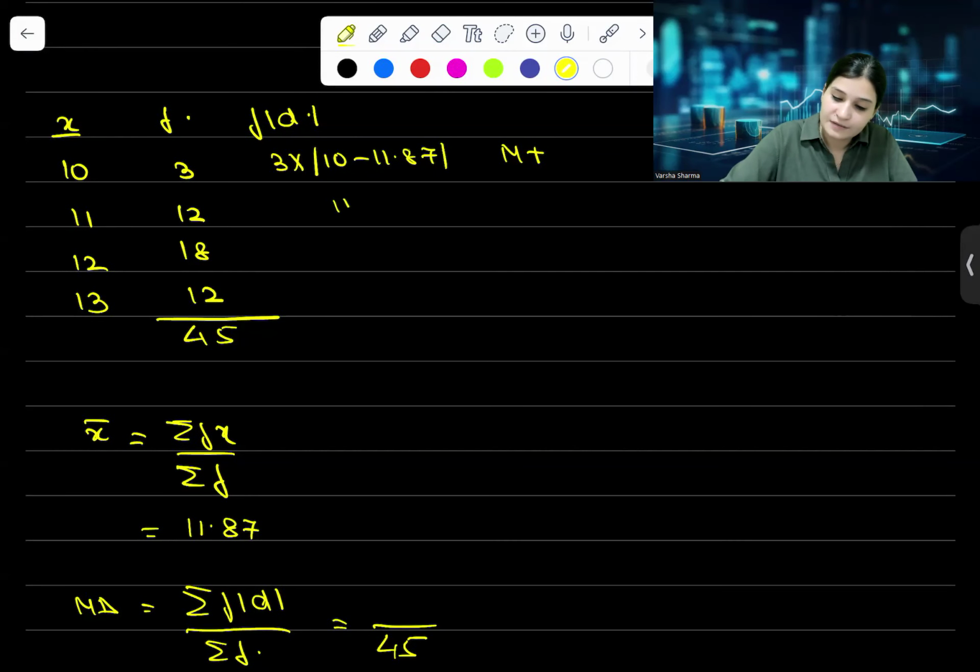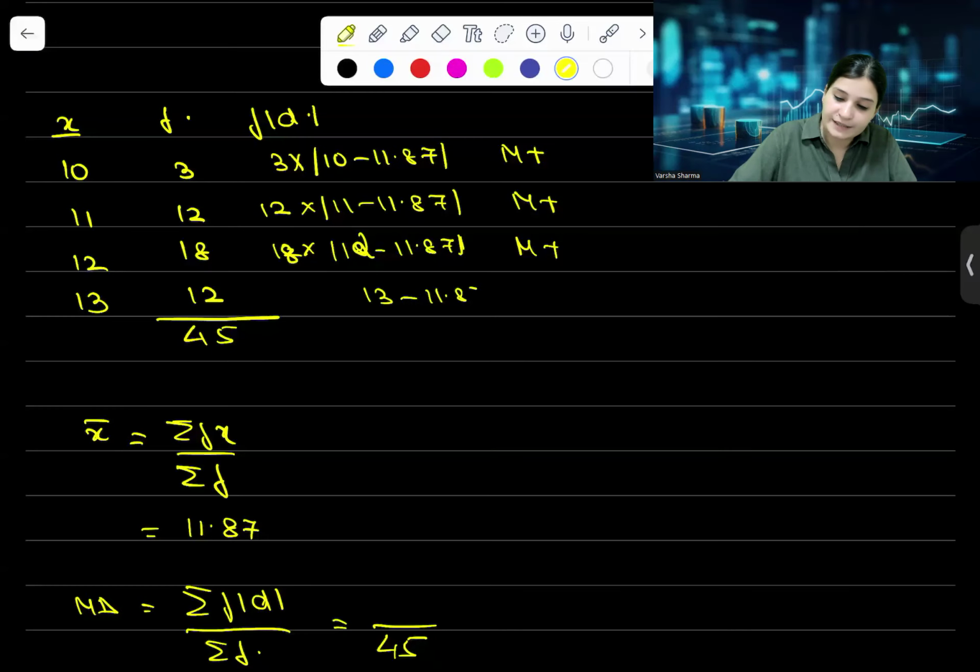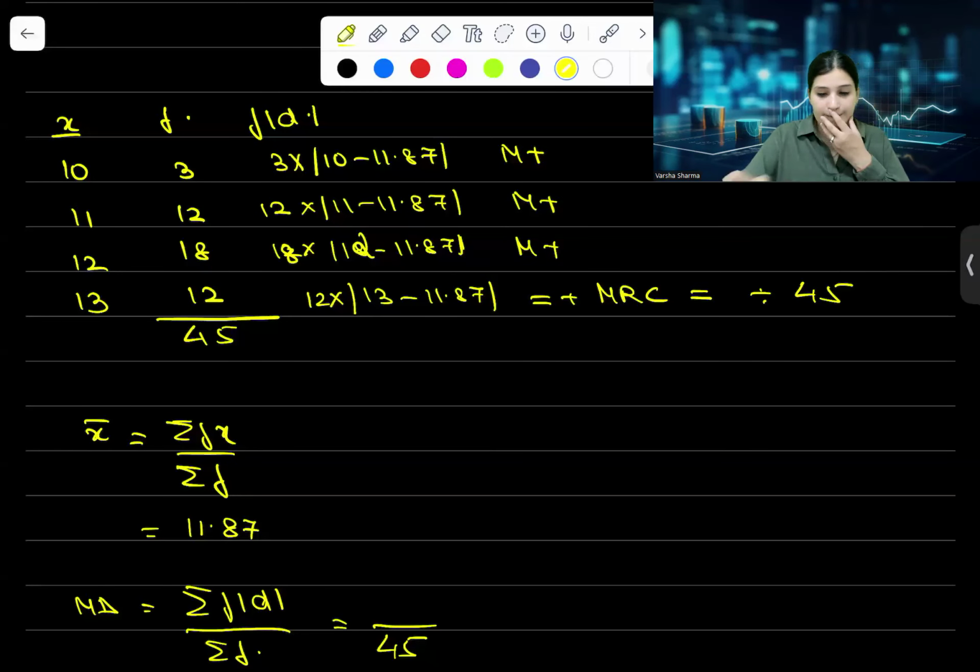11 minus 11.87. Change the sign. Multiply the frequency, M plus. 18 minus 11.87. Change the sign if it is negative. Multiply by 18, M plus. 13 minus 11.87. Change the sign if negative. Multiply by 12, equal, MR plus MRC, equal, divided by 45.